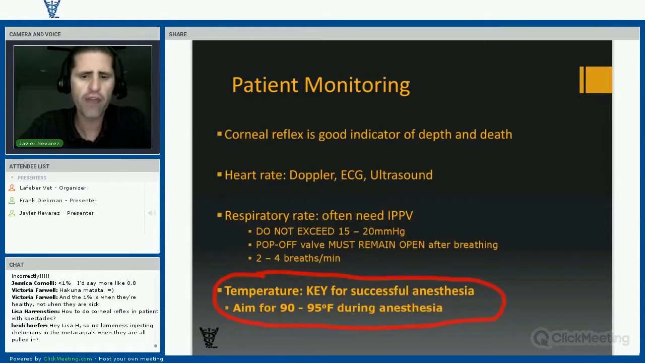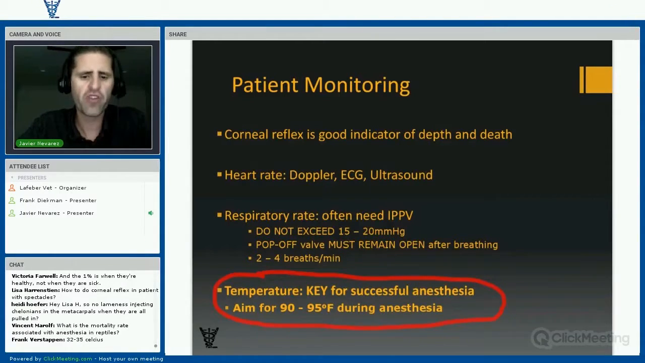You have to keep them at a steady temperature. And in order to do that, you have to be able to monitor their temperature at all times. If you cannot do that, it's going to be a big challenge.